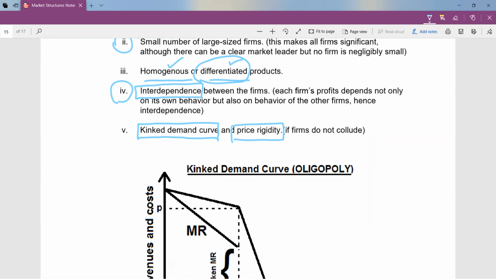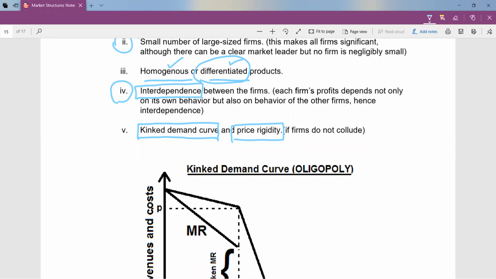Now, the interdependence was what? If one firm reduces the price, other firms also have to reduce the price, because if they don't do that, they lose their customers. Which means what? A reduction in price is matched by the competitors, resulting in lower profits, maybe losses for the entire industry.